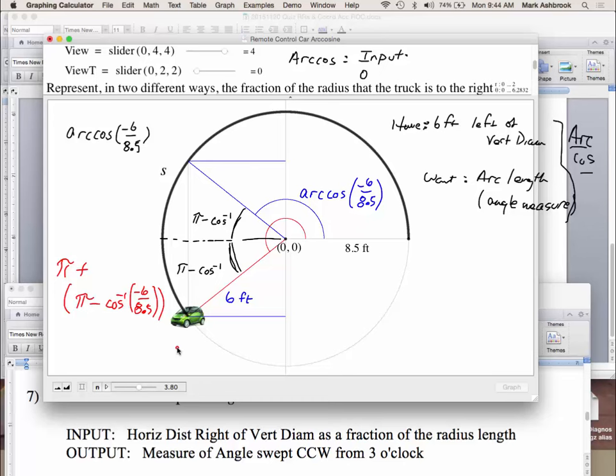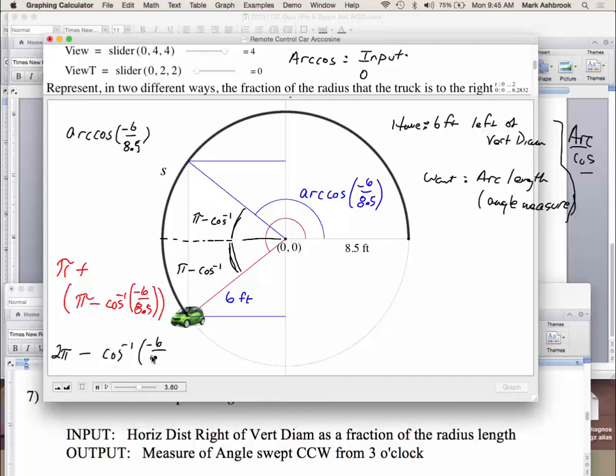Okay, is there another way to do it? Another way to get that red angle that we want that corresponds to the distance traveled by the car? Well, do you see that this remaining part to make one full rotation is the same as ours, right? You see that? So this right here is also our arc cosine of -6 over 8.5 by symmetry. So if we took a full rotation and subtracted that, we would get the right angle. So we could do 2 pi minus.